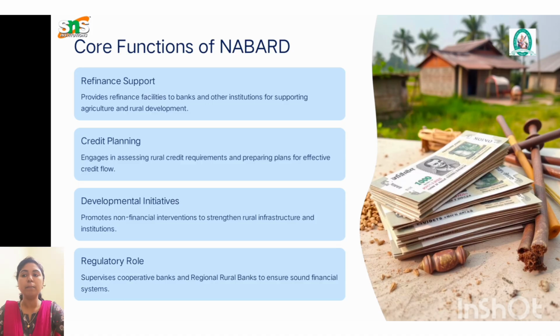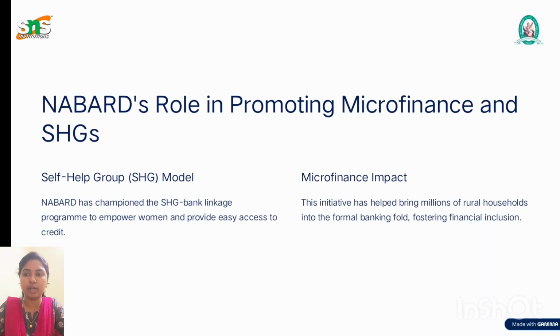The next thing is developmental initiatives, which means it promotes non-financial interventions to strengthen rural infrastructure and institutions. Totally, it functions to strengthen rural infrastructure and rural institutions. The next thing is the regulatory role, which means it supervises cooperative banks and regional rural banks to ensure a sound financial system. To make a strong financial system, it always supervises cooperative banks and regional rural banks also.